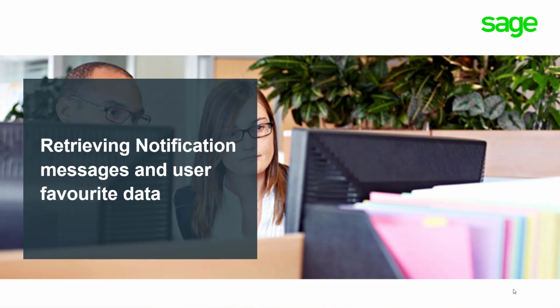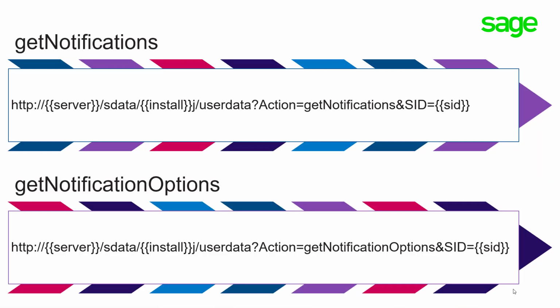Sage CRM has also in 2021 R1 provided a RESTful endpoint that will provide the developer with actions about notifications directed at the user. And these are the notifications that would appear within the Sage CRM user interface. This is using the same user data endpoint, but this time passing in another action. So we have get notifications and get notification options.